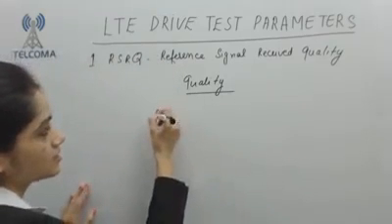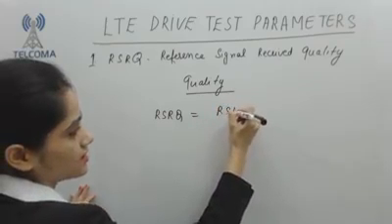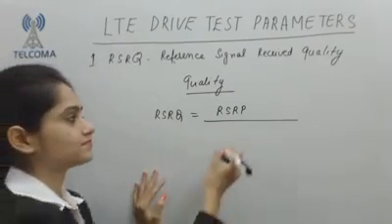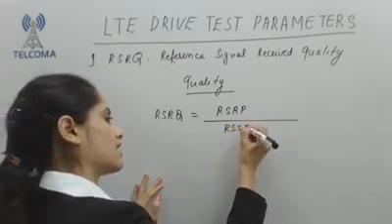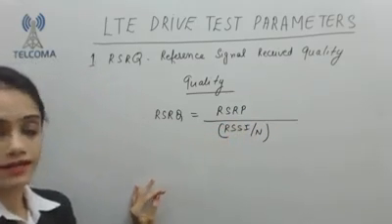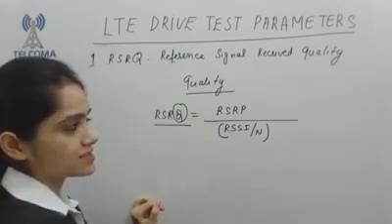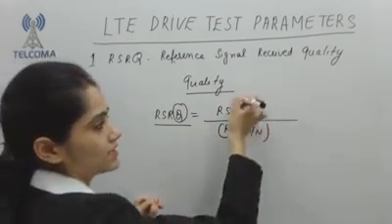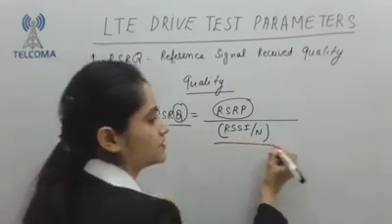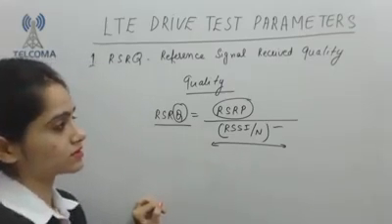RSRQ is total RSRP divided by RSSI, and then again divided by N. That means we want to measure the quality of the signal, and this is the power which I am getting. I require to divide it with this parameter, the intensity and the number of resource blocks.